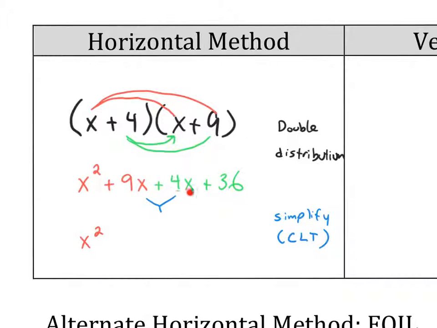9x, positive 9x, plus 4x is 13x. And this guy just comes down because it doesn't combine with anything. So we end up with x squared plus 13x plus 36.